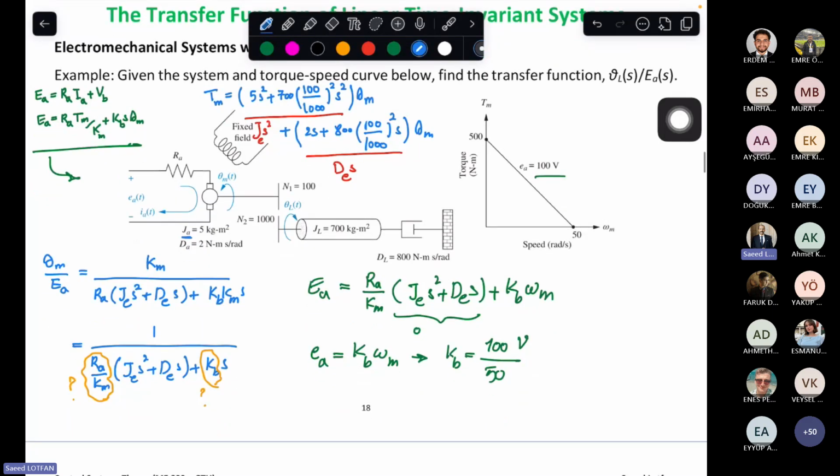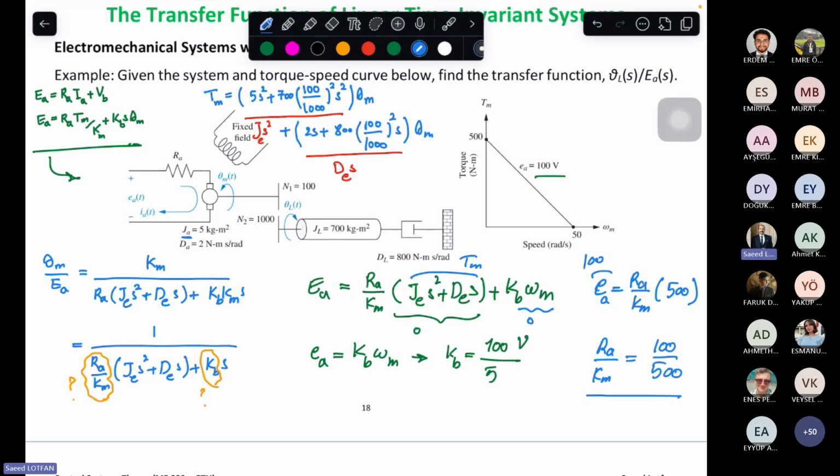Next, I can say when omega is 0, I have EA equal to RA over Km multiplied by T. This is the Tm, that is 500. And this is 100. So RA over Km is 100 over 500. So these two are found.